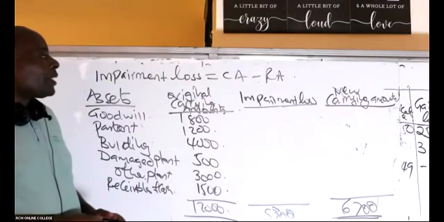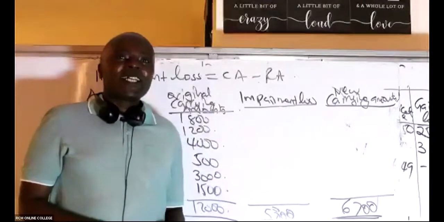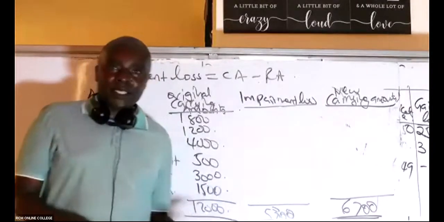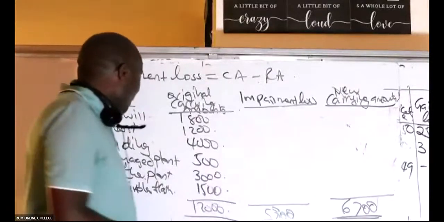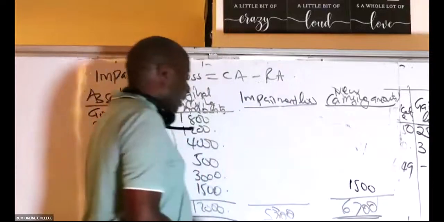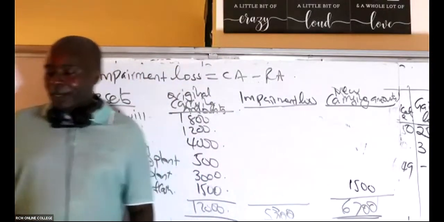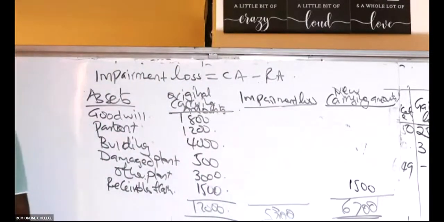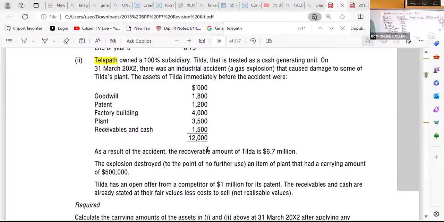For example, they have given us new carrying amounts. I always begin it like this. They have given me new carrying amounts of some assets. So new carrying amounts of some assets, for example, receivables and cash, no impairment. It will remain the same. Receivables and cash. I know the new carrying amount, no impairment. Goodwill dead, I like that. So you can see here, receivables and cash. Receivables and the cash are already stated at their fair values, less cost to sell, net realizable values.